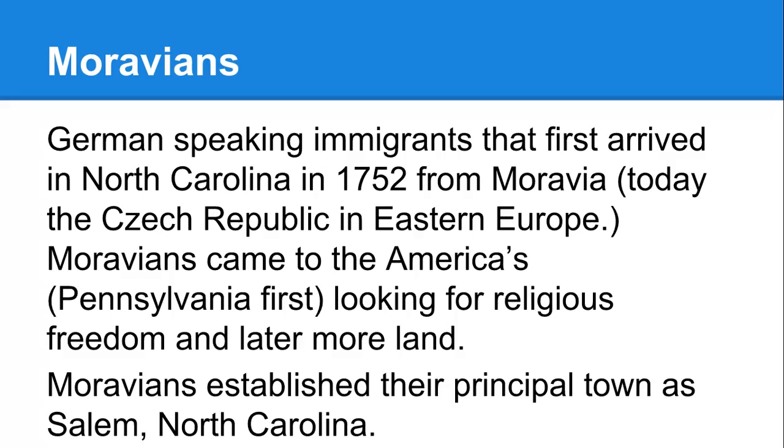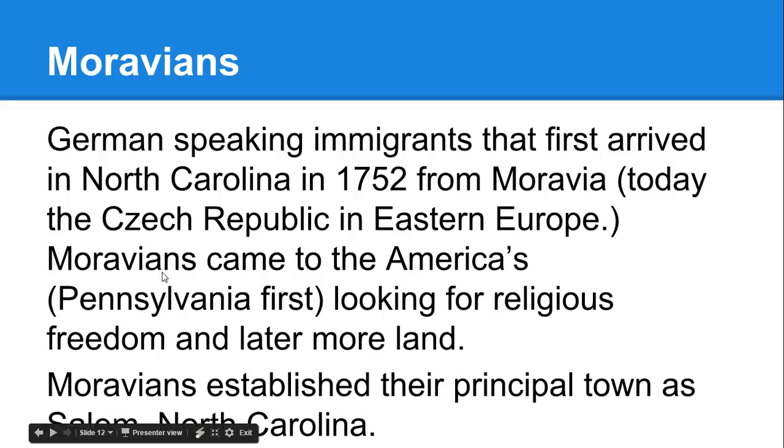Last group is the Moravians. They were German-speaking immigrants that first arrived in North Carolina in 1752 from what was called Moravia. Today it's known as the Czech Republic in Eastern Europe. So where you've got where from, you can put a number of different things. You can put Moravia, you can put the Czech Republic, you can put Eastern Europe. Any of those or all of those would be acceptable.